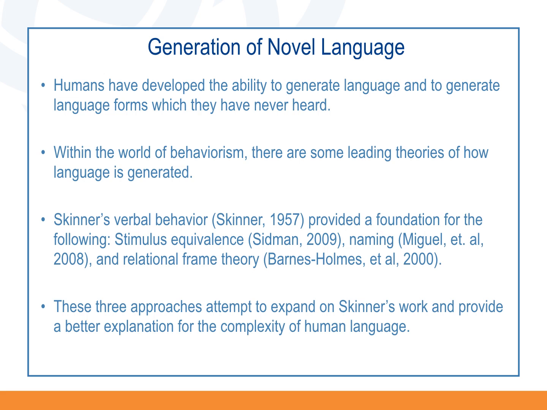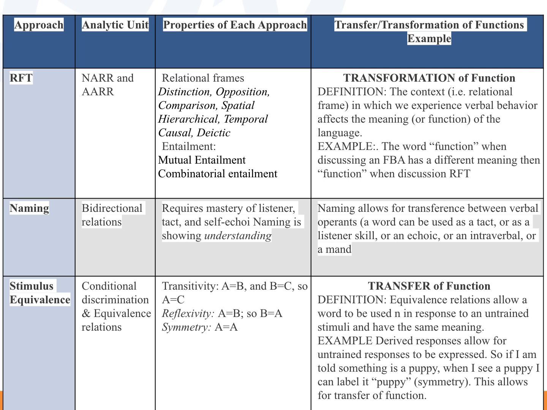Okay, we're going to look at a crazy chart, try to break it down quickly, and then wrap up. So let's look at those three different approaches then. So you have RFT, which the analytical units are non-arbitrary and arbitrary relational responding. So they look at relational frames, listed out in the properties, and the entailment, as well as RFT looks at that transformation of functions. So RFT is really all about how we use language and the aspect of context within language.